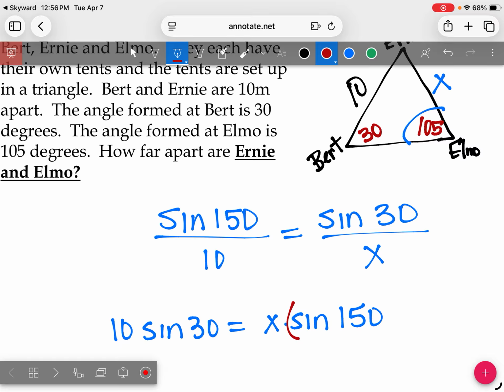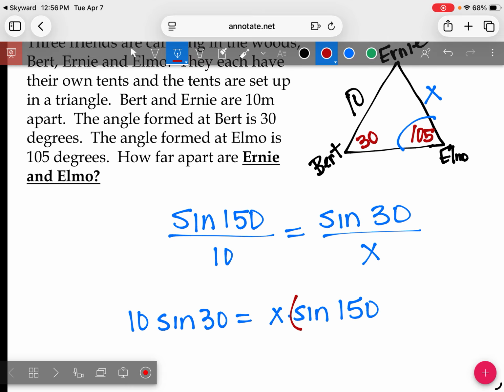Oh, it is 105. Thank you so much. It is definitely 105, not 150. Thank you. All right, so 105. Oops, let me actually erase the whole thing. Okay. So this is what we have.